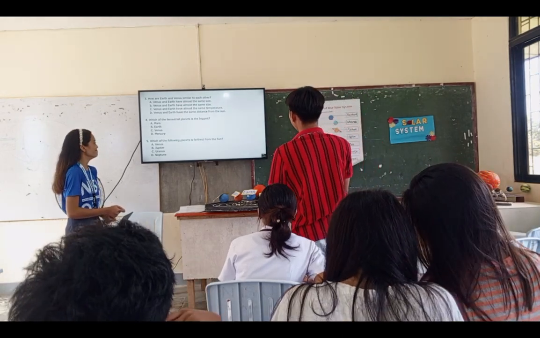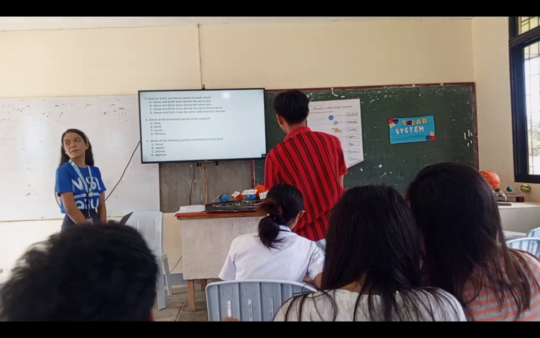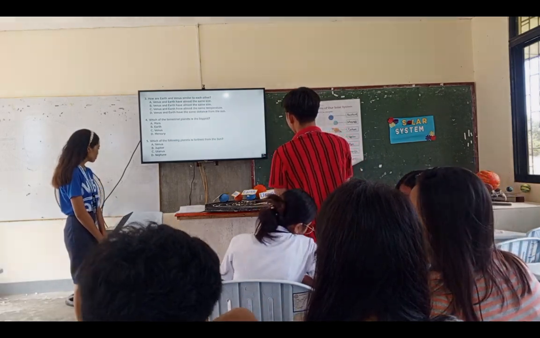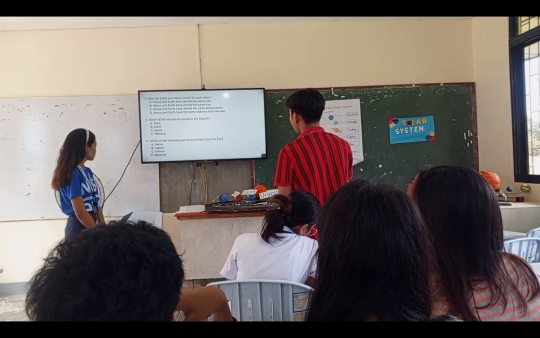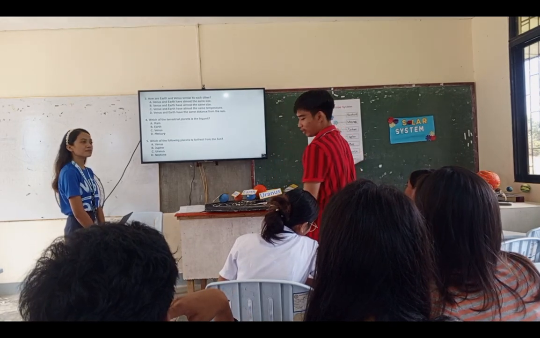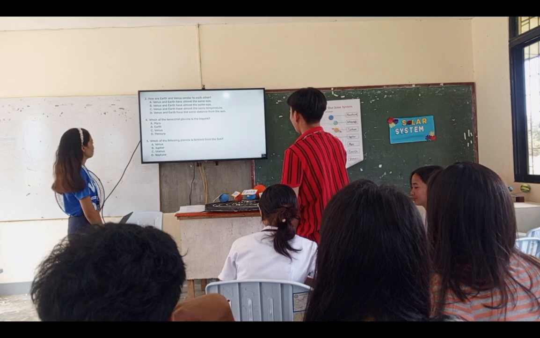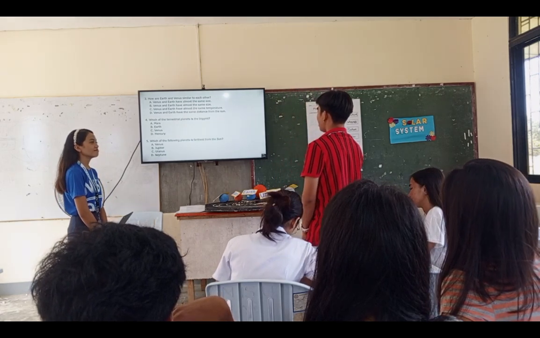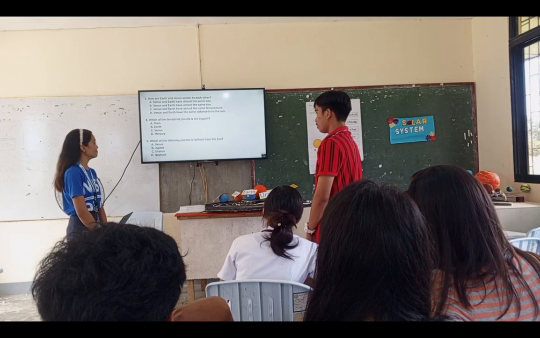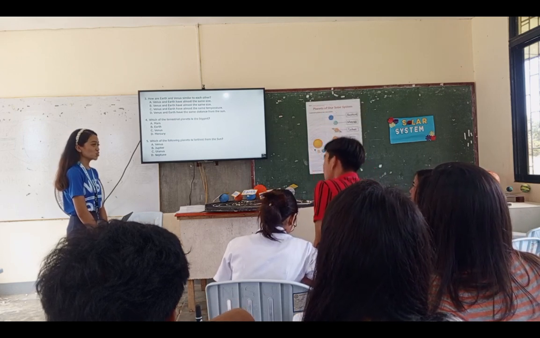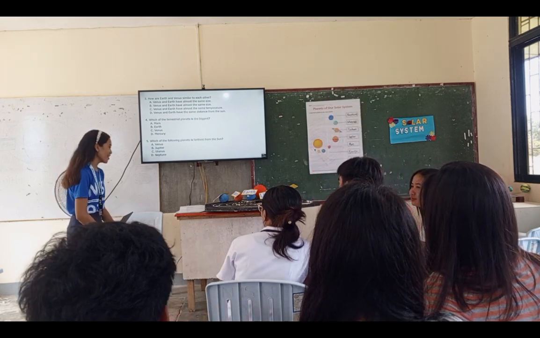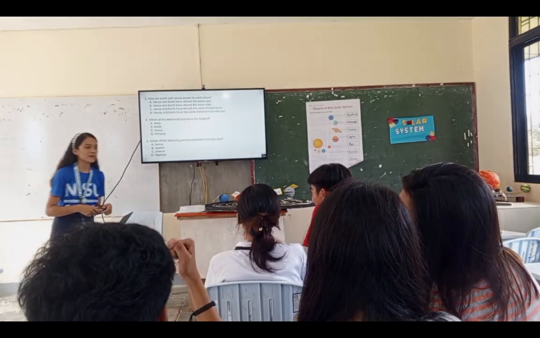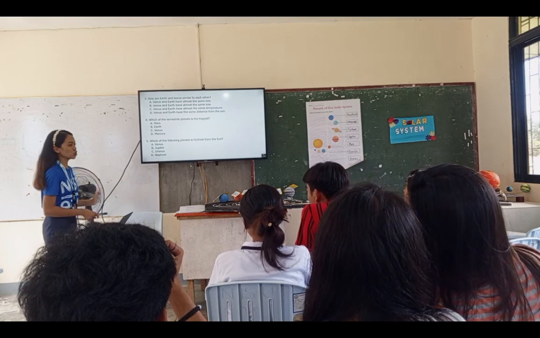Which of the following planets is farthest from the sun? A. Venus. B. Jupiter. C. Uranus. D. Neptune. Letter D. Neptune. Are you sure? Yes. Okay, your answer is correct. The planet that is farthest from the sun is Neptune.